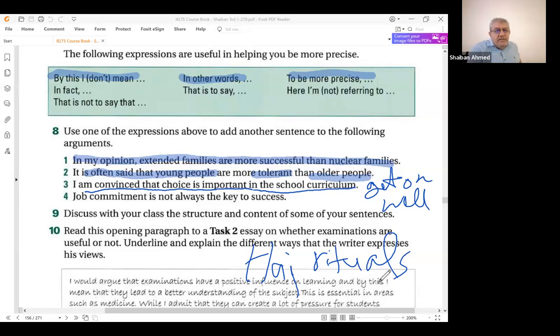Job commitment is not always the key to success. Job commitment, what's commitment? الالتزام. Okay, is not always the key to success. If you say yes, why? By this I mean, what other keys to success? If it is not always commitment, what other things?